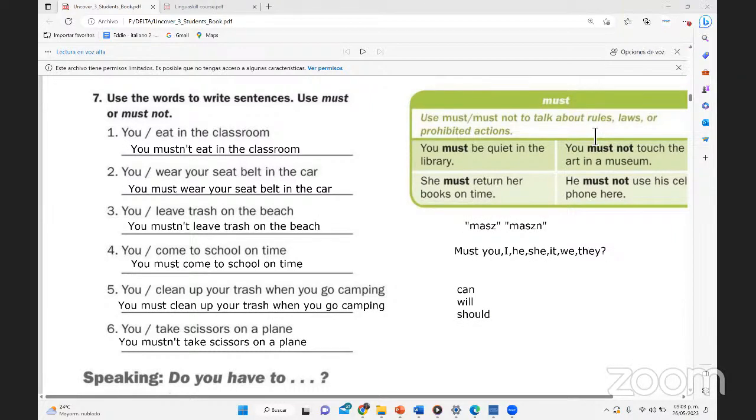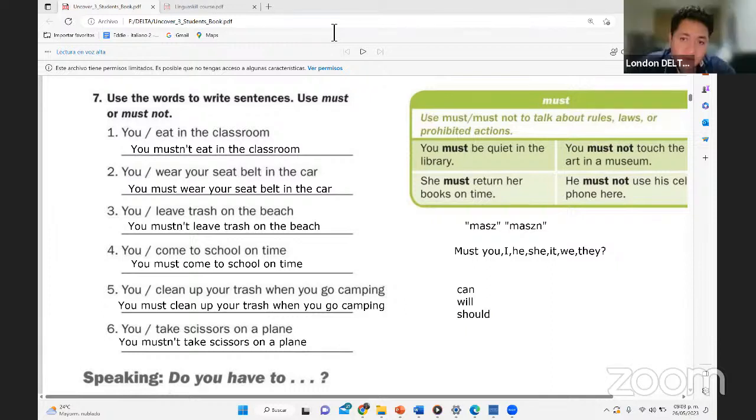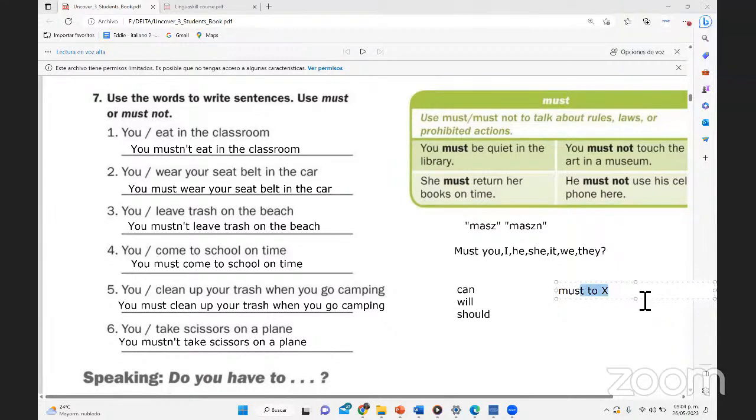No. Ok. Y no se olviden que aquí no utilizamos to. Eso se quedó en have to y has to. Aquí no hay to. Si utilizas must to, eso está mal. Okay. Remember, not must to. It's not correct.